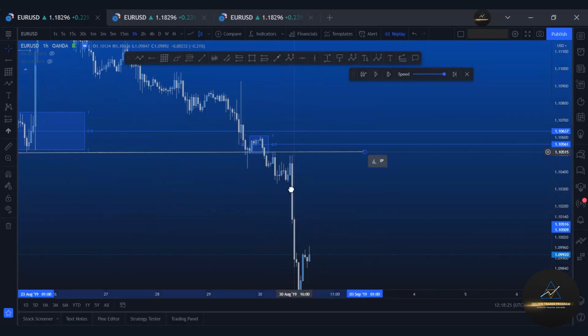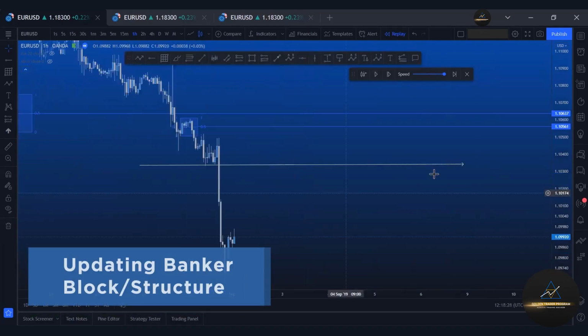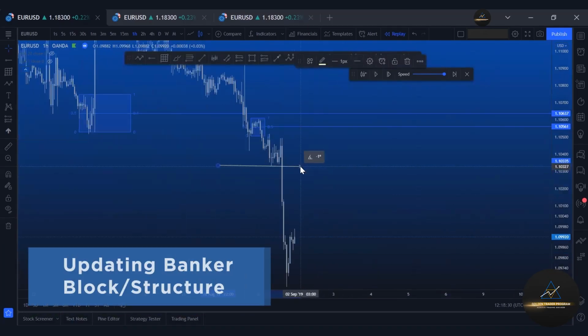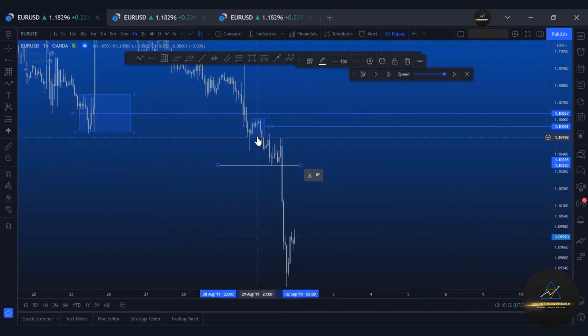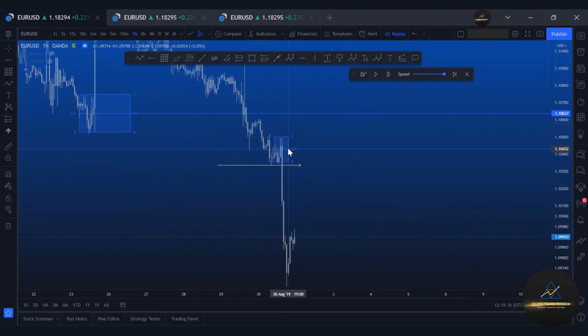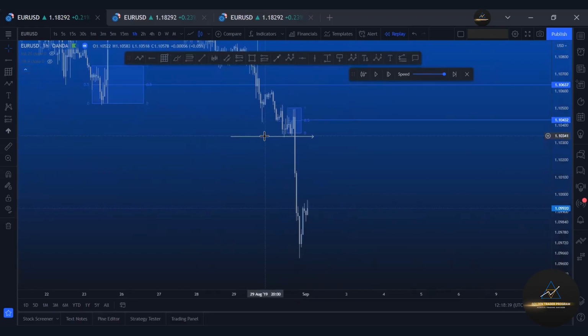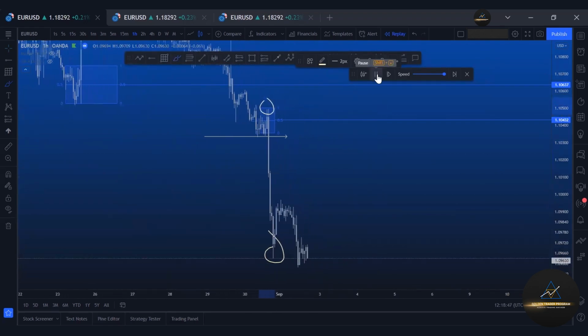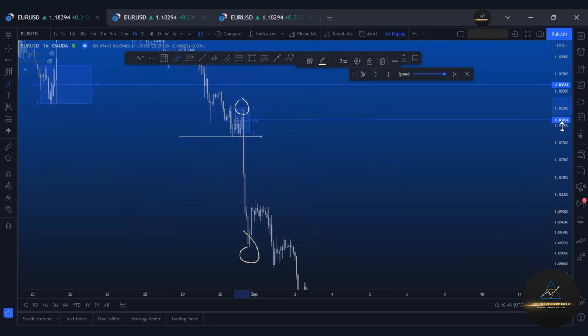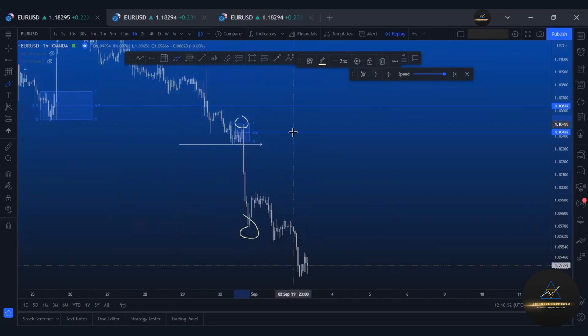But now, again, we move with the market. This is now the new structure. The new banker block will be up here. The new entry would be here. And now we've got a new high and a new low, right? So this is the new low and the new high. So let's see what happens. Okay, there we go. So now we've got a new low and a new high. Let's follow the market.